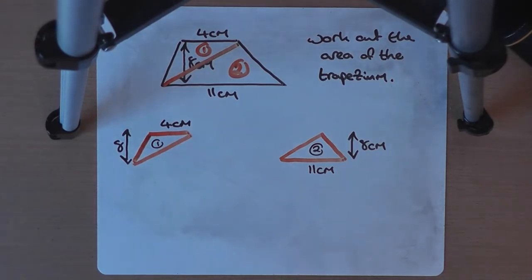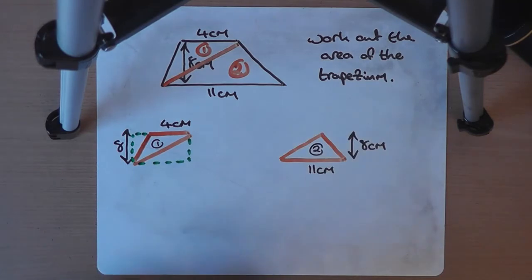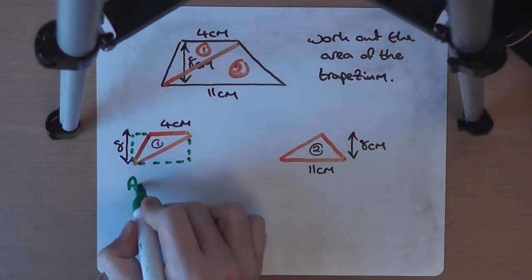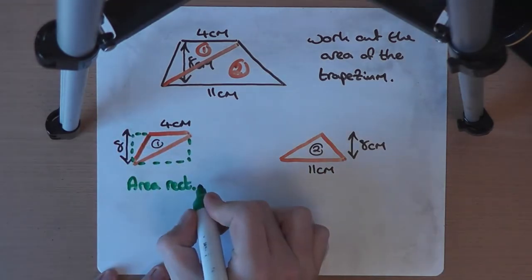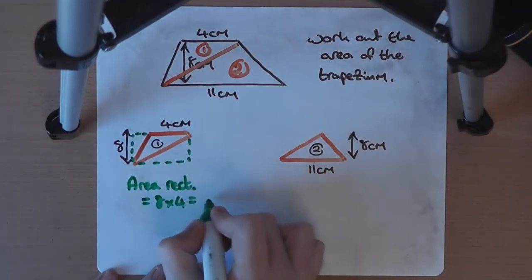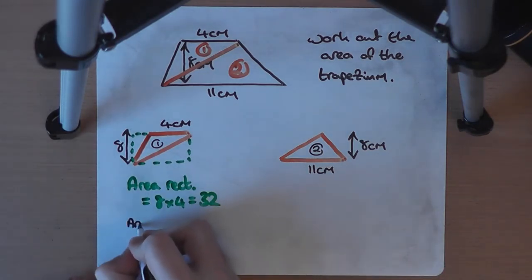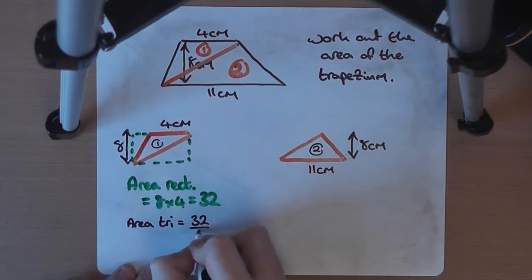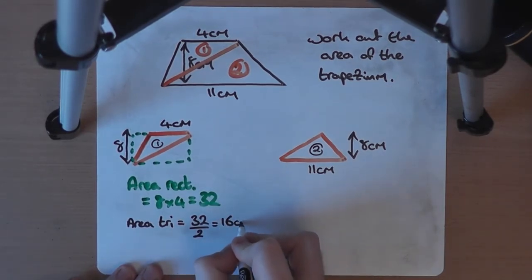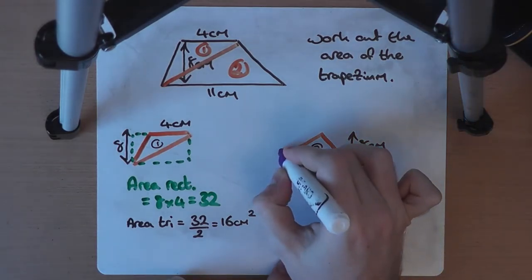So for a triangle, what I do is I turn it into a rectangle. I'm going to draw in the extra bits. I'm going to work out the area of the rectangle, and then I'm going to find the area of the triangle. So the area of the rectangle for triangle 1, 8 by 4, 32. But then we want the area of the triangle. 32 divided by 2 is 16 centimetres squared. We can do the second triangle in the same way. Turn it into a rectangle.